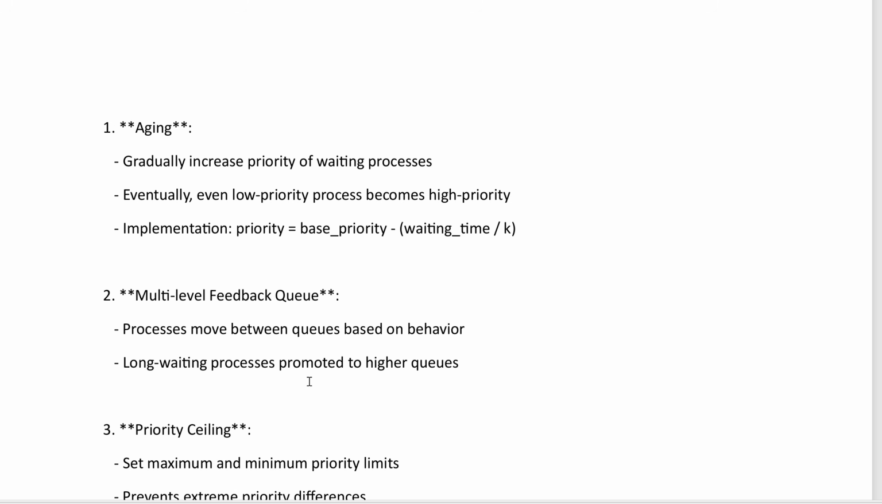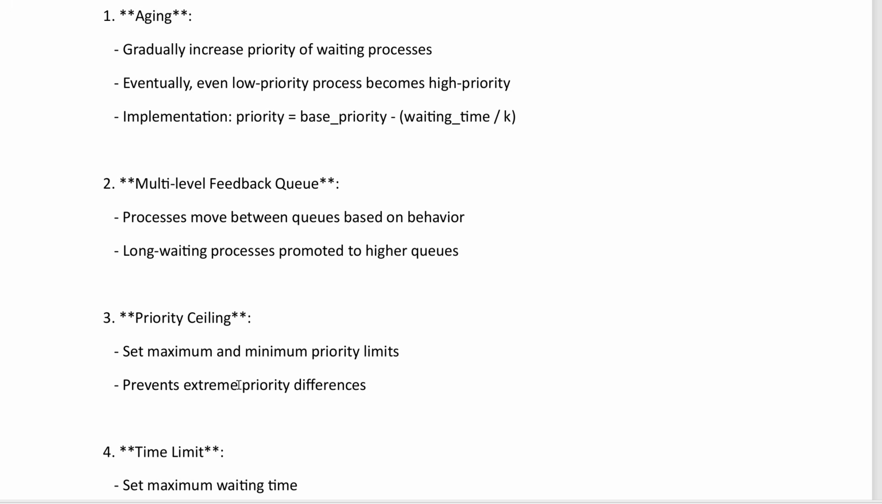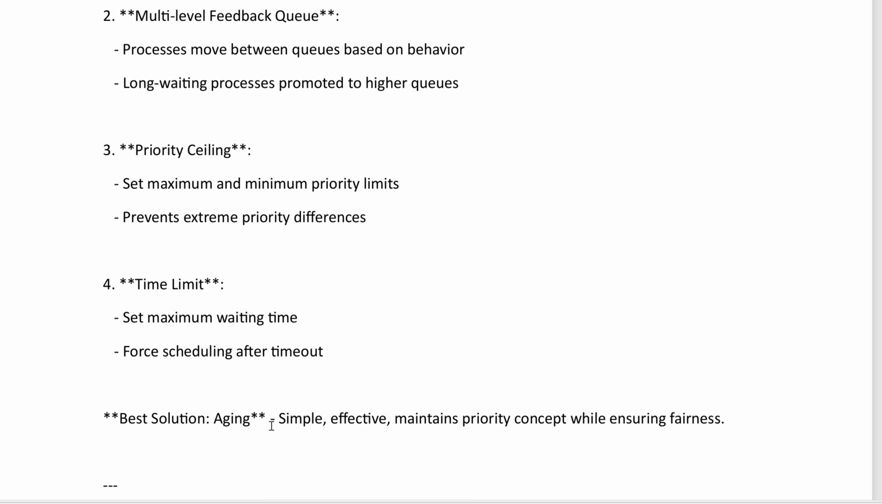Second, by using the multi-level feedback queue. Processes move between queues based on their behavior. Long waiting processes are promoted to higher queues. So this is the second method by which we can remove starvation. Third is priority ceiling, that is setting maximum and minimum priority limits. It prevents extreme priority differences.